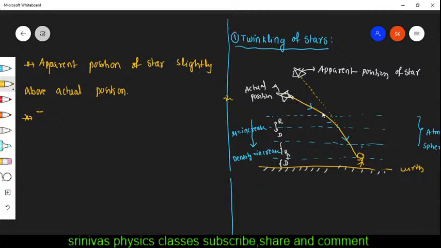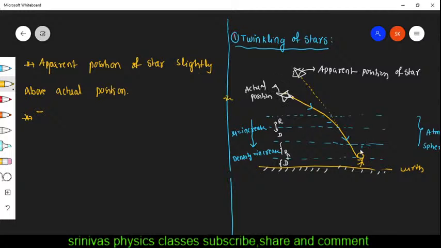The light started from here passes through the several layers of atmosphere with bending, and finally it reaches the eye. Sometimes more light reaches the eye. The atmosphere always changes, density changes, and due to that the bending of the light also changes. Due to that, one time more light reaches the eye, one time less light reaches the eye, one time light does not reach the eye.